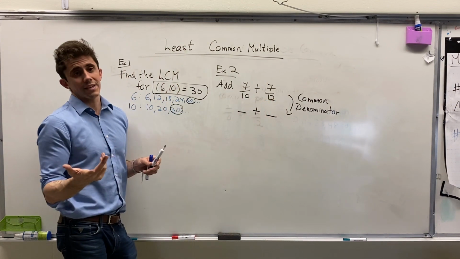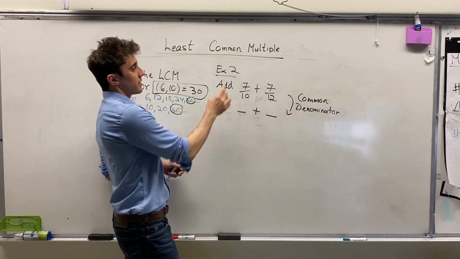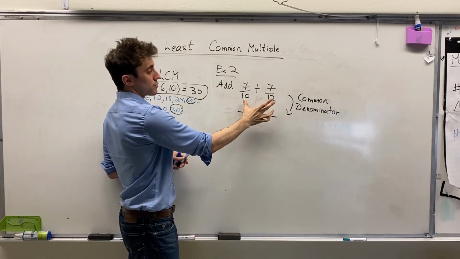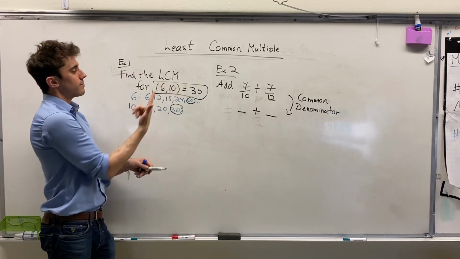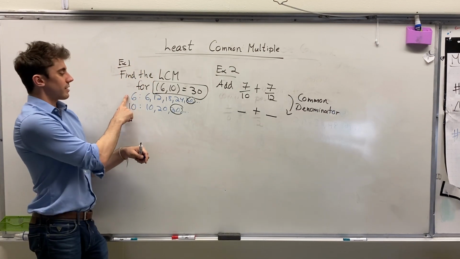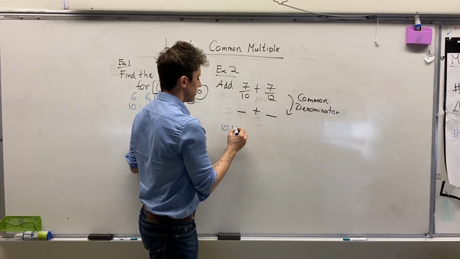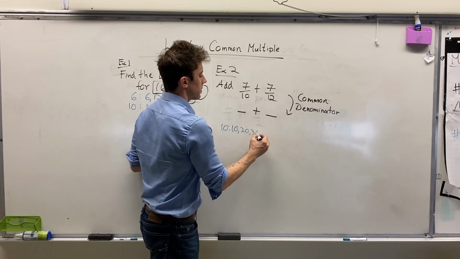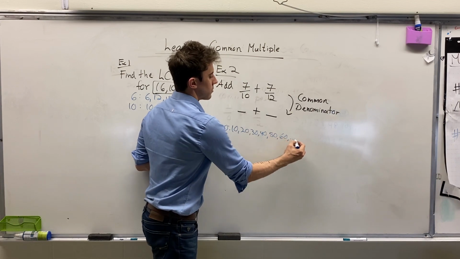And so what we're being asked to do is exactly what we did in example 1. We're being asked to find the least common multiple, the smallest number that is both a multiple of 10 and 12. And so we're looking for the LCM of 10 and 12. Much like we did over here, we can write out the list of multiples for each number. For 10, we have again 10, 20, 30, 40, 50, 60, and so on and so forth.